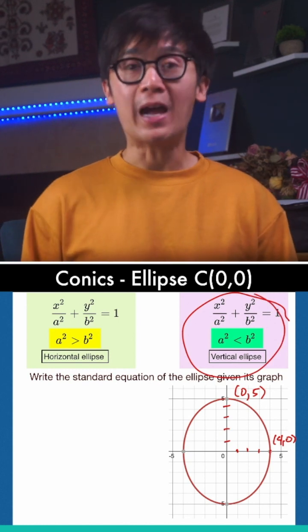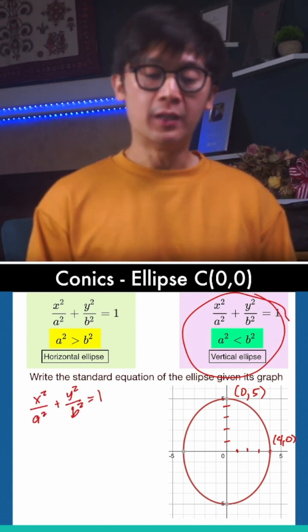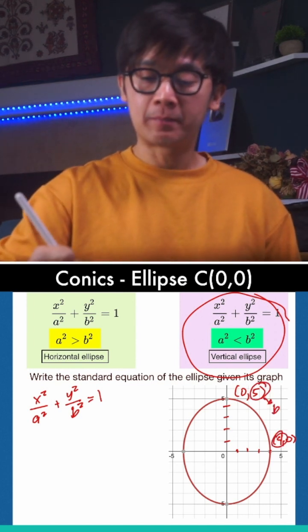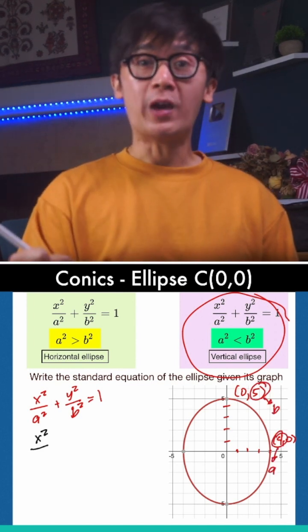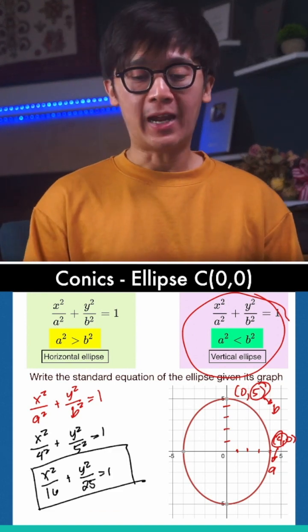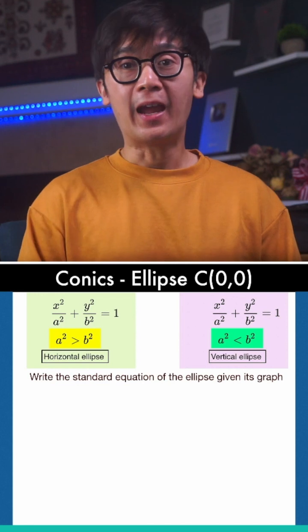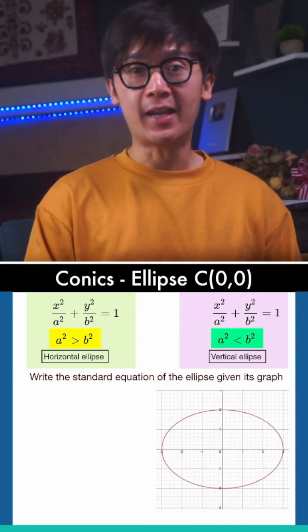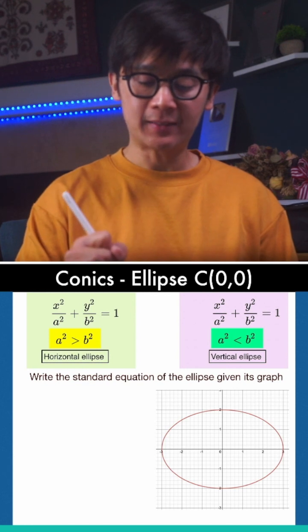So that means yung ating y-axis will be longer. So our equation will be, ito yung ating b, at ito yung ating a. At ito yung standard equation ng ating ellipse. And in this form, tulad nung ginawa natin kanina, kukunin natin yung vertex at co-vertex ng ating axis.